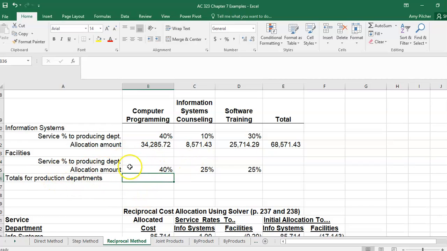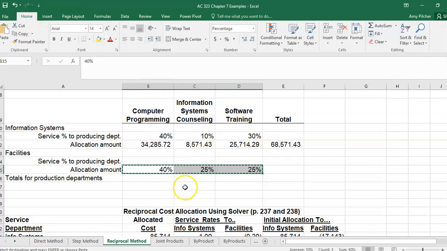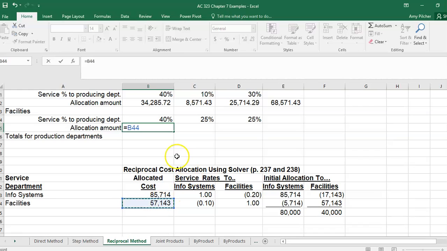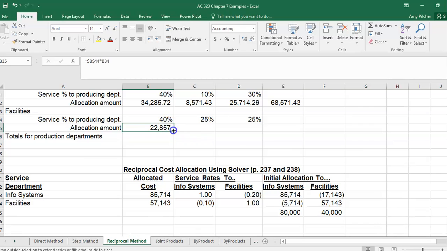And for facilities, I want these to be in that row. The allocation amount for facilities is $57,143 times the percentage.